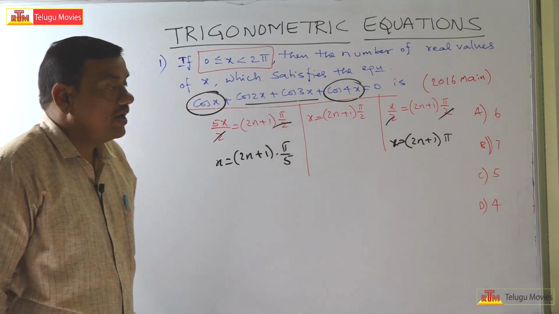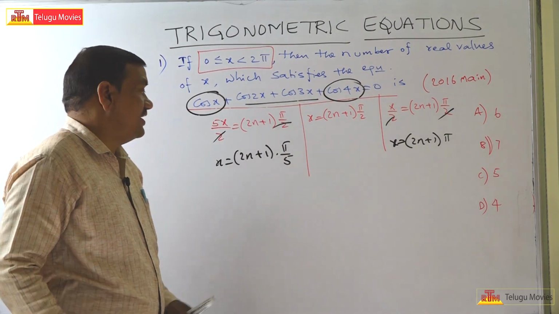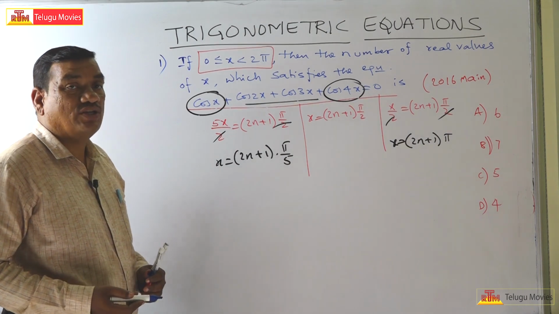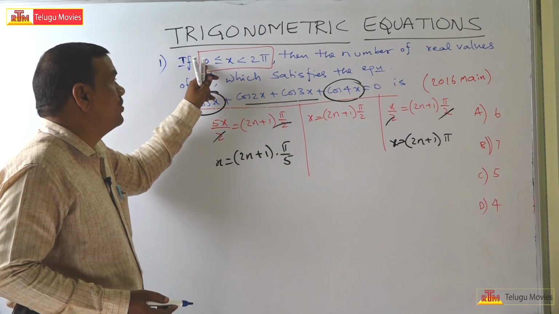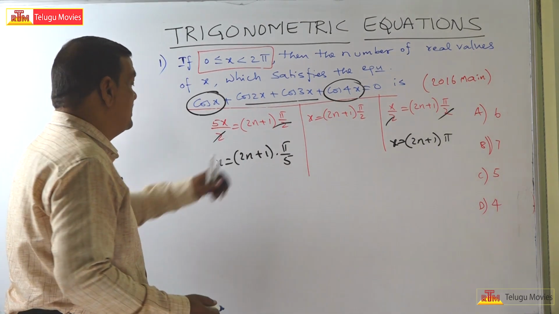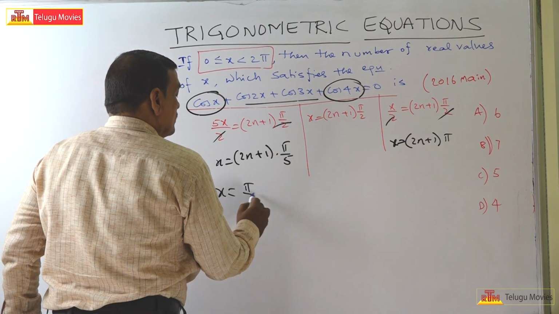Now let us consider here n is an integer. So start with n = 0; you cannot take minus 1, minus 2, minus 3, all those things. Why? Because we want only the positive angles, 0 to 2 pi. So first you take n is equal to 0. If you take n equal to 0, x is pi by 5.